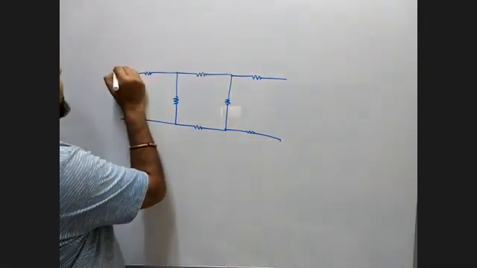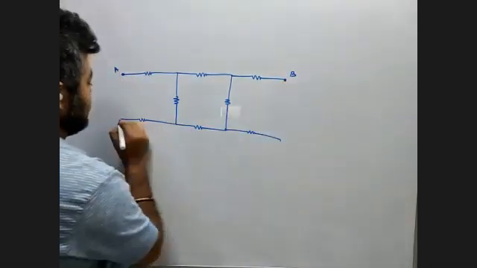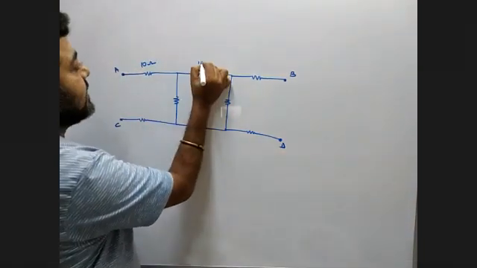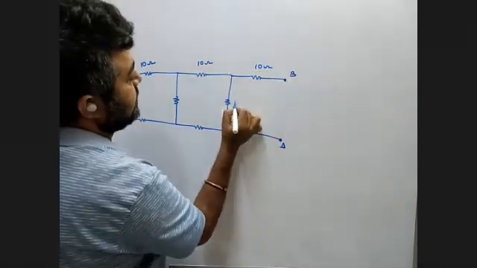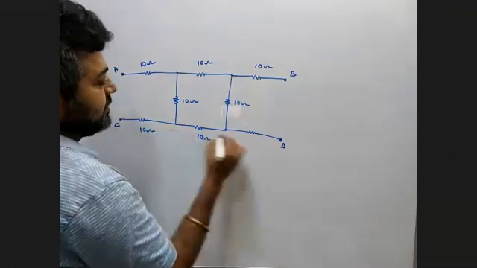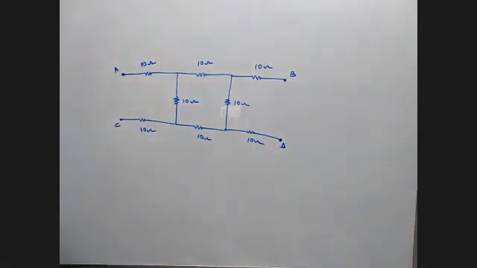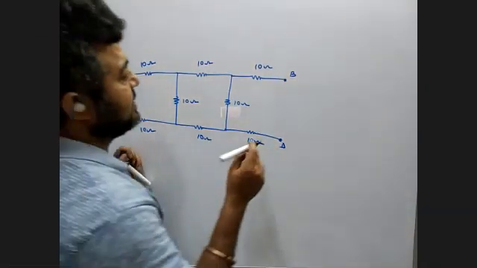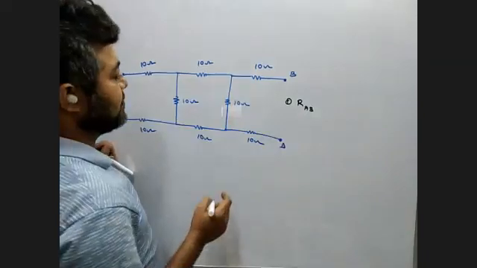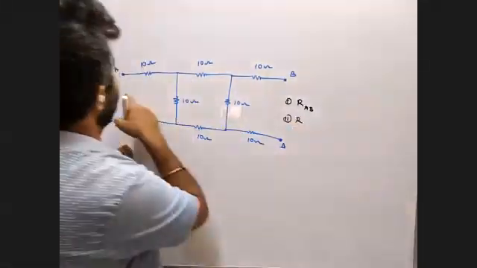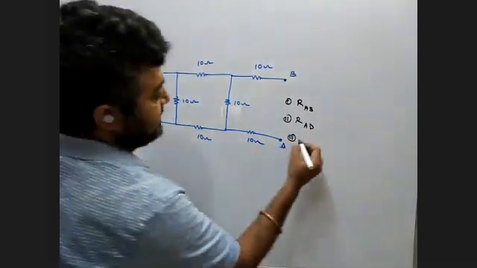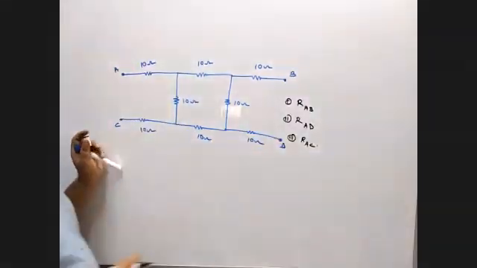So this point is A, this point is B, this point is C, this point is D. Let each be 10 ohm. And the question is to find the equivalent resistance between AB. This is the first question. Second question, between AB. Third question, between AC. Everyone, is it okay?